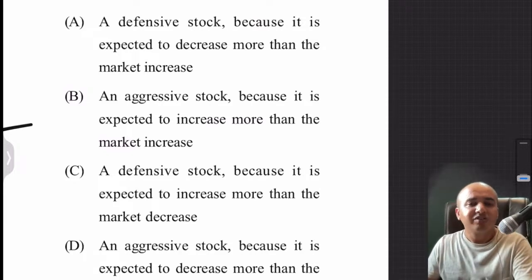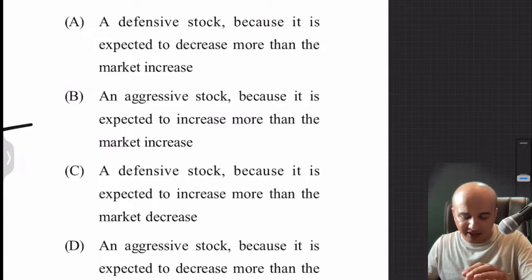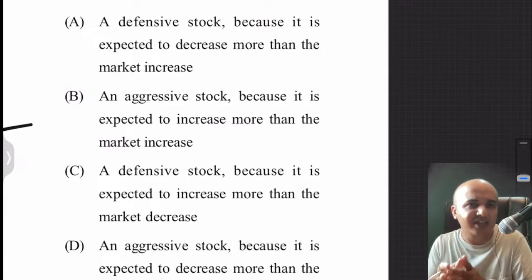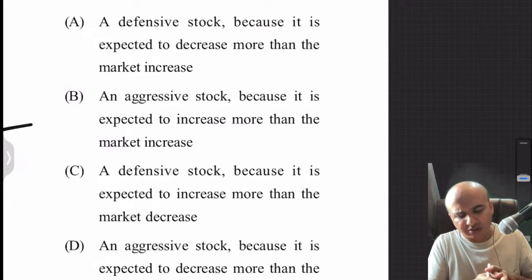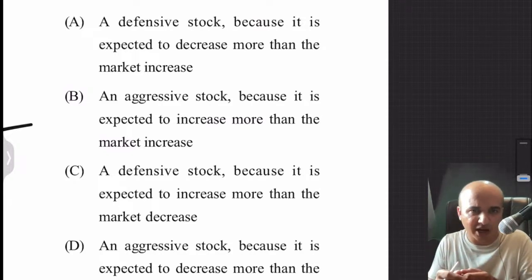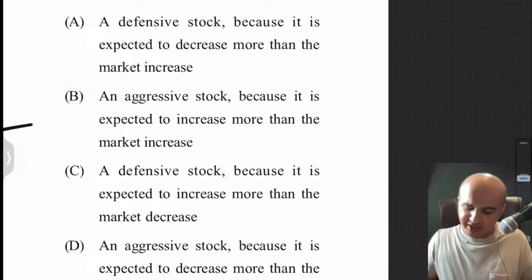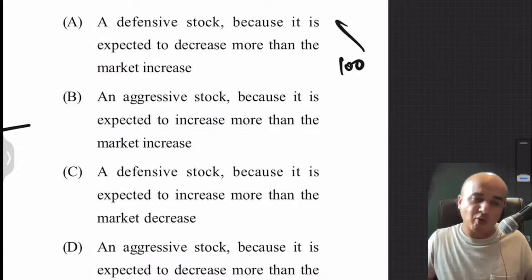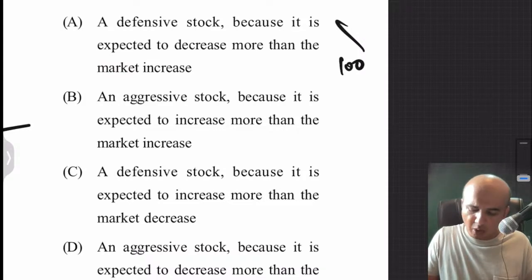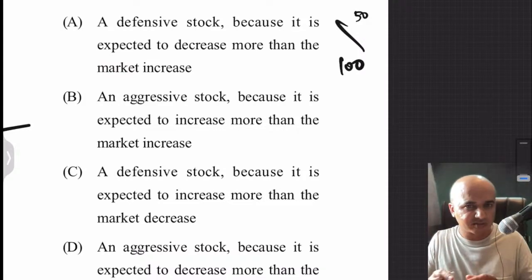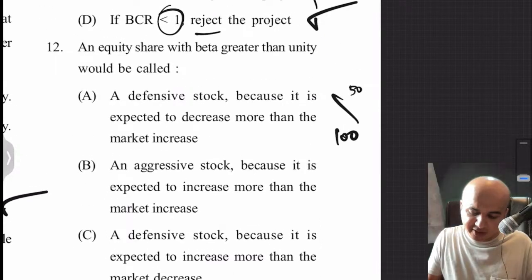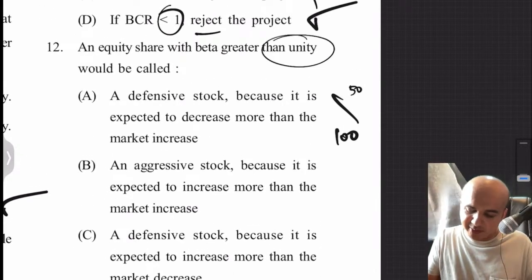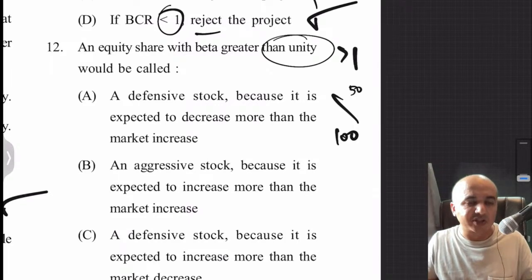Why? Because a defensive stock is usually associated with a lower volatility and is expected to decrease less than the market during the market downturns. That means if the market is losing 100 points, this defensive stock will probably lose 50 points. Okay, so here we are talking about an equity share with beta greater than unity, greater than 1, unity being 1 obviously.